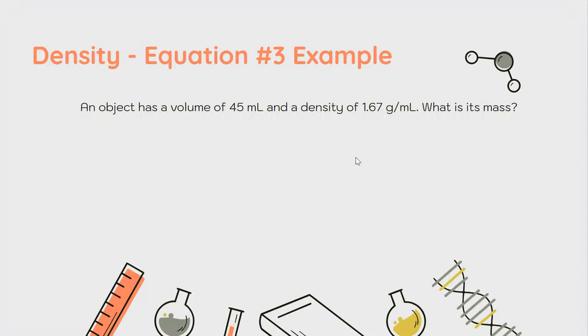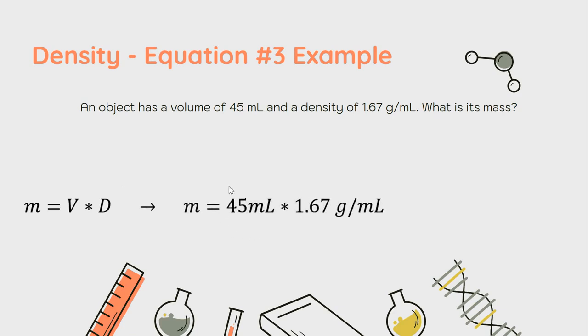As our final example, let's say we have an object that has a volume of 45 milliliters and a density of 1.67 grams per milliliter. And I want to know what the mass of this object is. Well, because I know volume and I know density, I'll use my mass equals volume times density equation. I will plug in for volume, 45 milliliters, and I'll plug in for density, 1.67 grams per milliliter. And when I multiply those out, I'll find that my sample has a mass of 75.15.